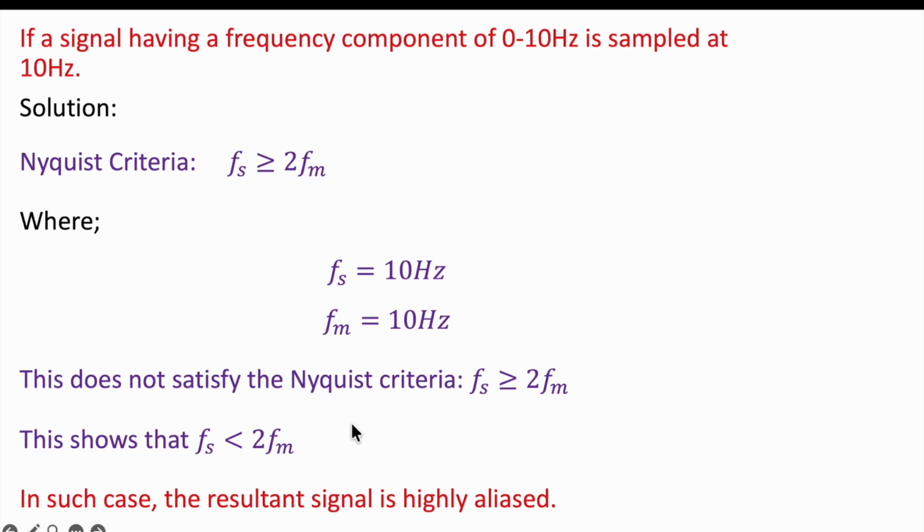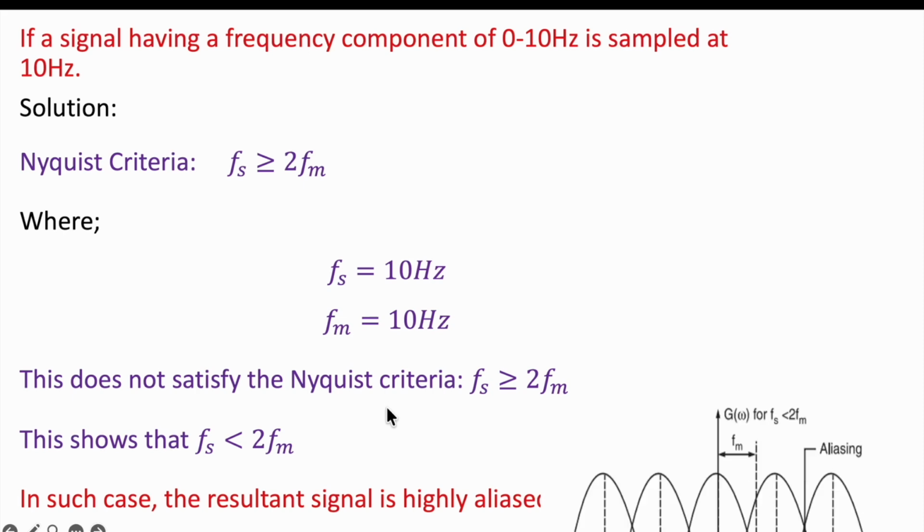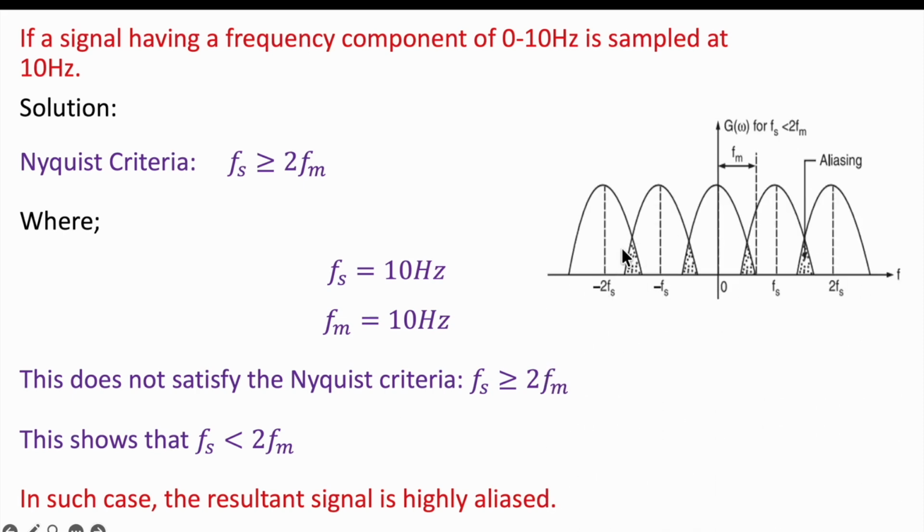That is why, in such a case, the resultant signal is highly aliased, and the graph of the aliased signal is given like this. You can see that the signal is overlapping itself. This overlapping region is known as aliasing.